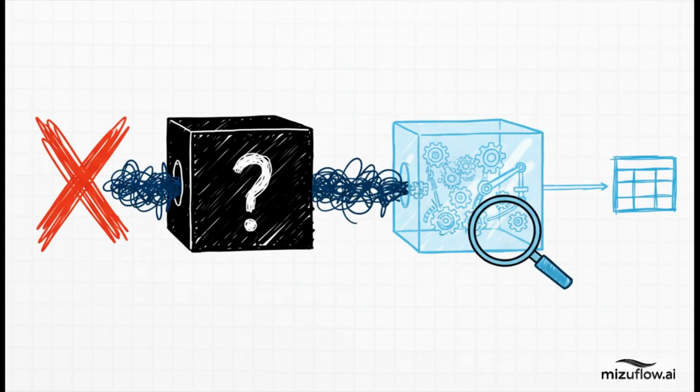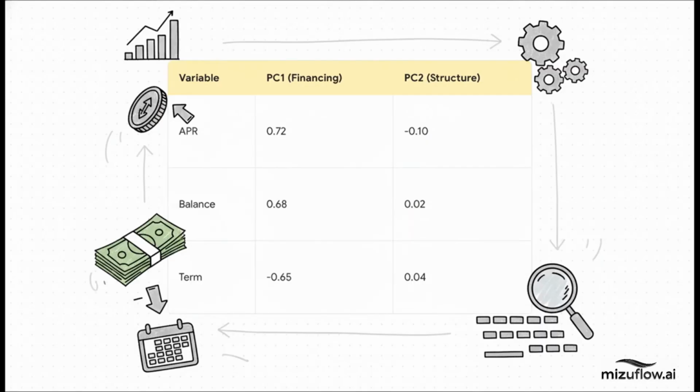A question I get all the time is, that's cool, but how do I even know what these new things mean? The good news is, the output you get from PCA is actually really easy to understand. You get this thing called component loadings, which is really just a simple table like this. It shows you how strongly each of your original variables connects to the new components. So if you look here, you can see APR and balance have high positive scores for PC1, but term has a high negative score. That tells you that PC1 is probably a financing intensity factor. See? It's that easy to read.